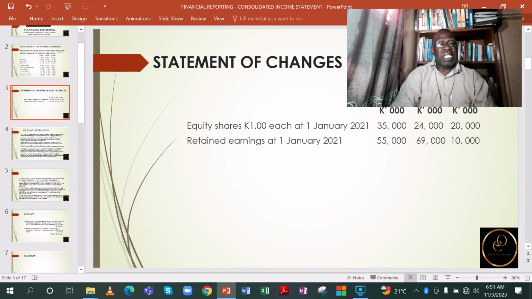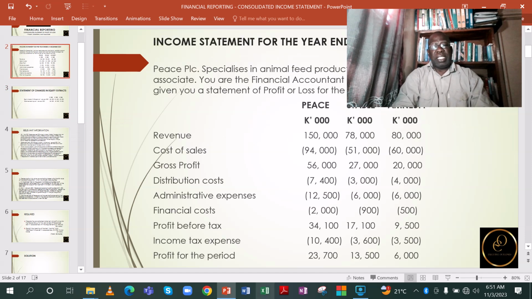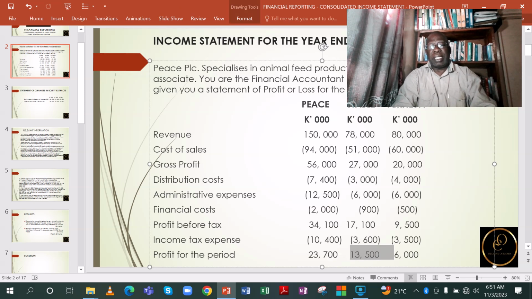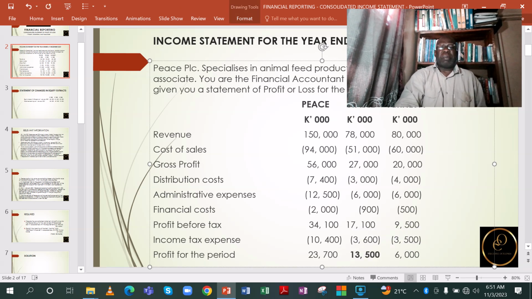So now in the year ended 31st December 2021, Stable made a profit of 13,500,000. That's the profit Stable made. Since it is for the year ended 31st December 2021, it means that it covers 12 months, including the 4 months before it was acquired. So it has within it some pre-acquisition profit.